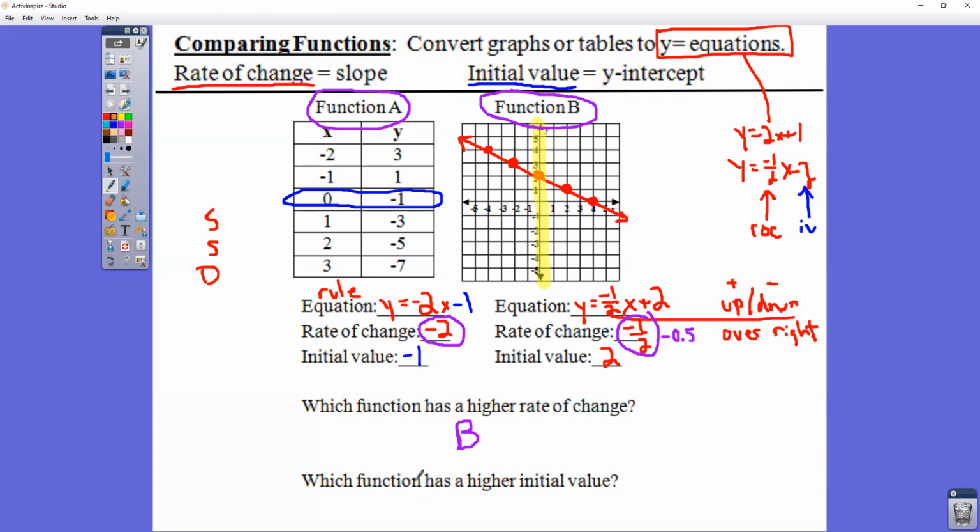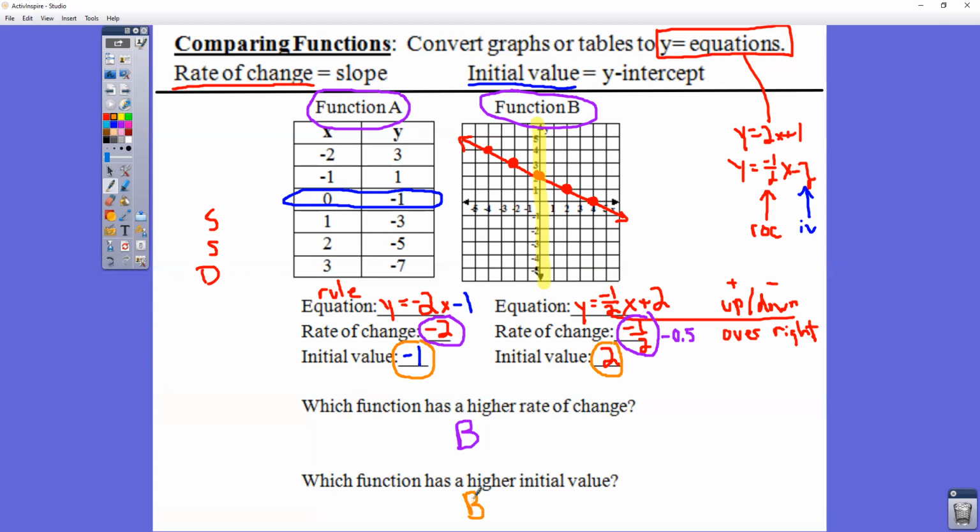For your initial value, which function has the higher initial value? So now we're comparing a negative 1 and a positive 2. A positive number is always bigger than a negative number. So your positive number is bigger. So again, this is going to be B.